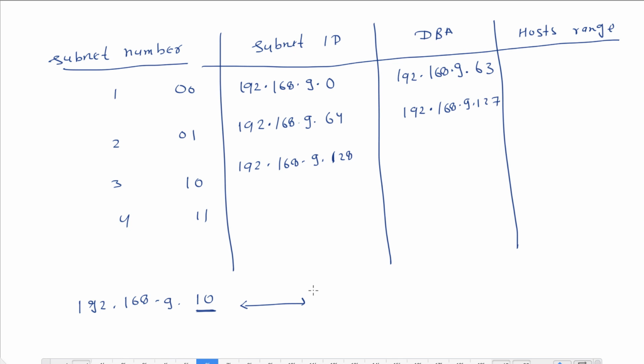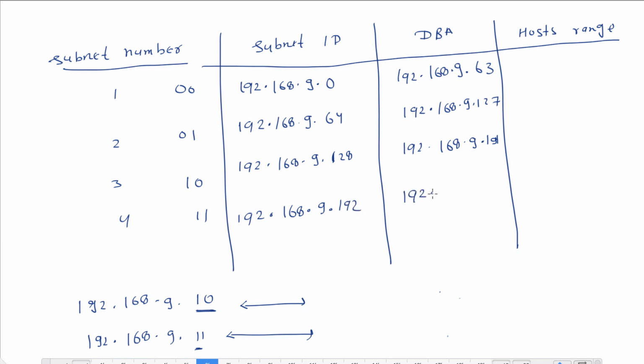If you put all ones, then it will be 192.168.9.191. Right? 128 plus 63 is 191. Now in subnet 4 you will have 11, which means 192.168.9.192 to 192.168.9.255 if you put all ones. These are the subnet IDs, and this is the directed broadcast address for each subnet.